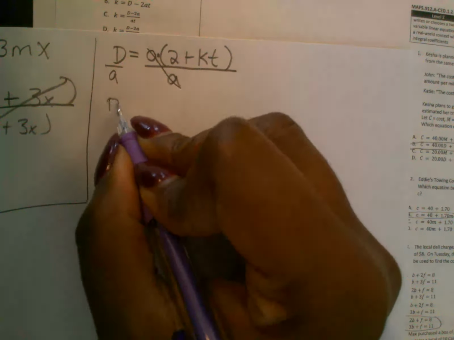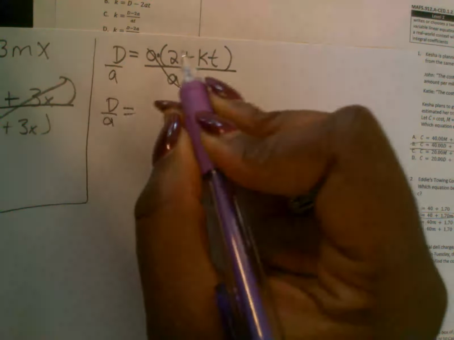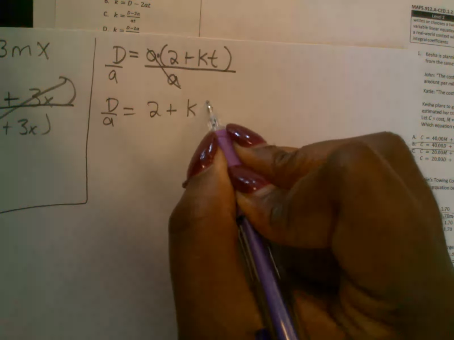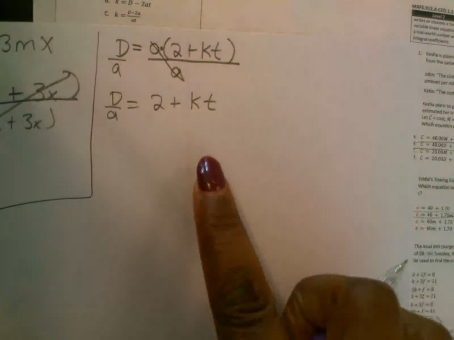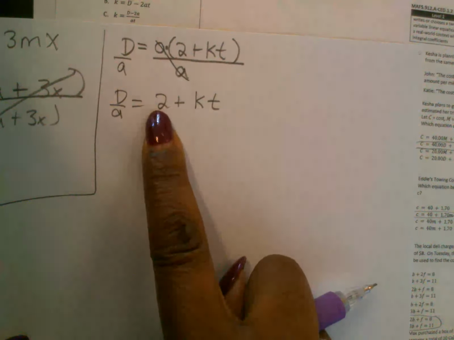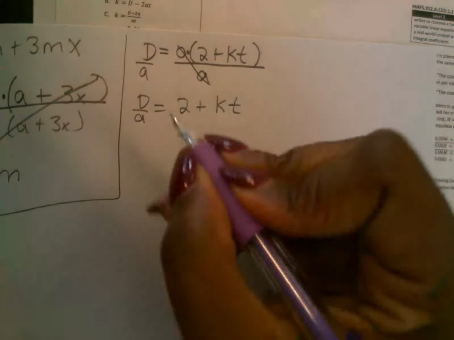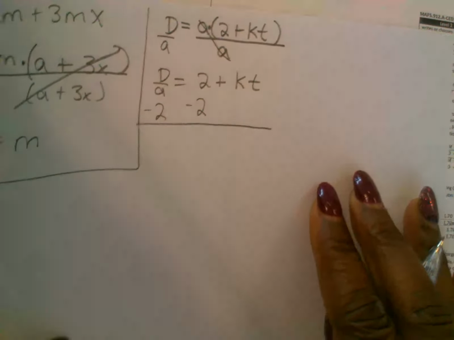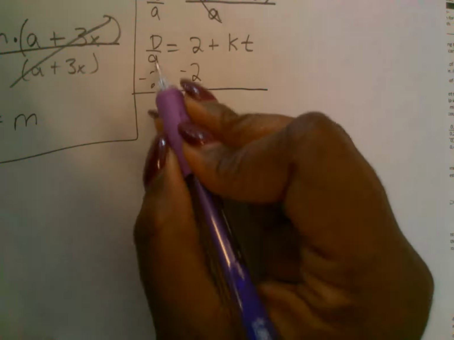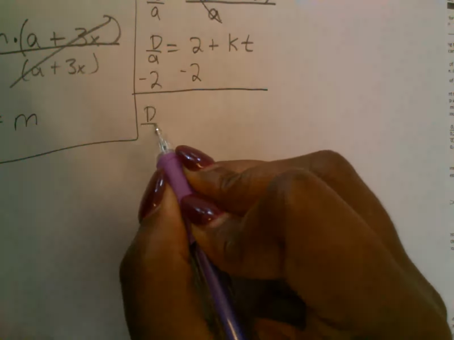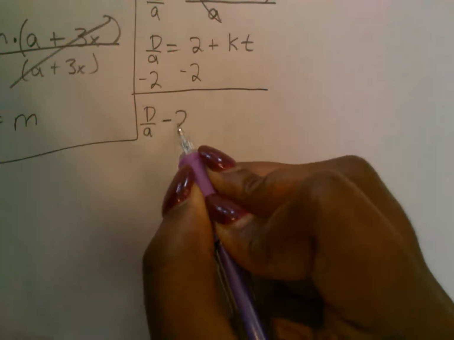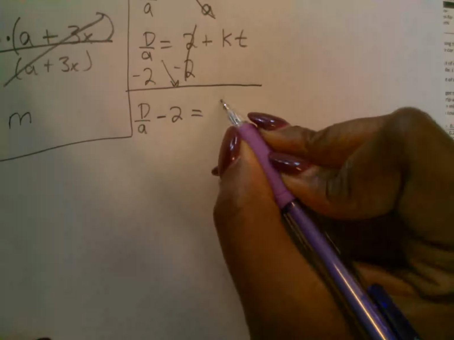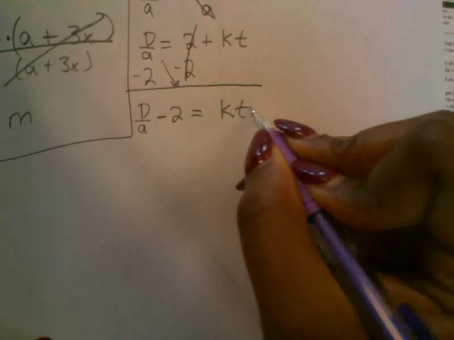And I have on this side, D divided by A is equal to, that's gone, and you're left with the 2 plus KT. Now, to get K by itself, you've got to move this. This is a positive 2, so you're going to subtract 2 on both sides, okay? So now, when I do that, on this side I have D divided by A minus the 2. Bring down the equal. This is gone now, and now all I'm left with is this.